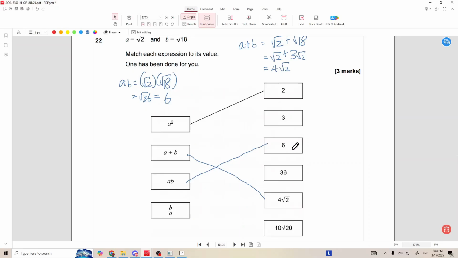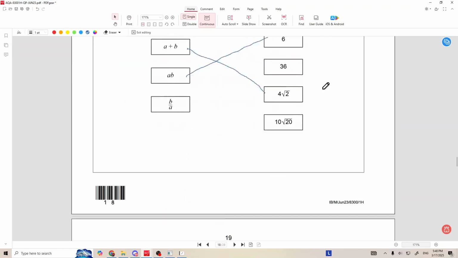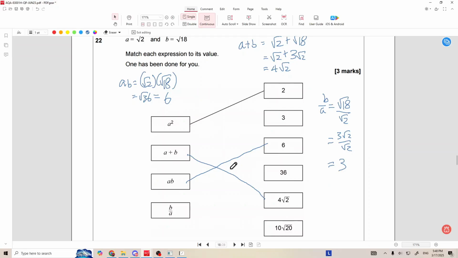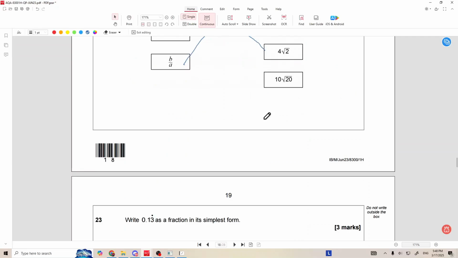B over A. Is that working space for this, or am I just doing this at the side? Yeah, I guess I am. B over A equals root 18 over root 2. But as we established earlier, it is 3 root 2 over root 2, so it is just 3. Okay. Easy done. Let's move on.